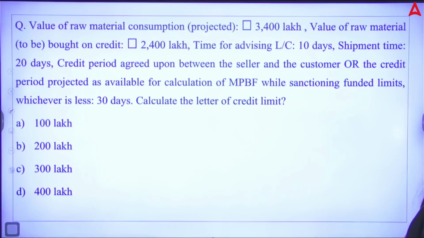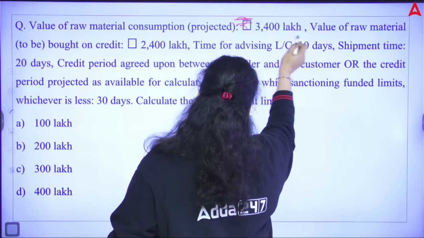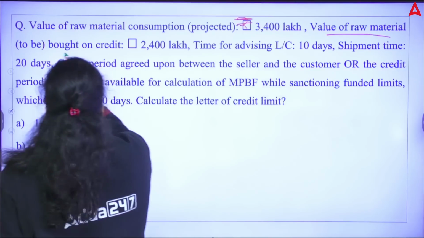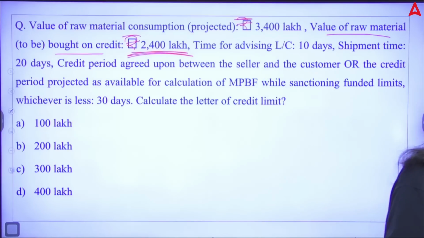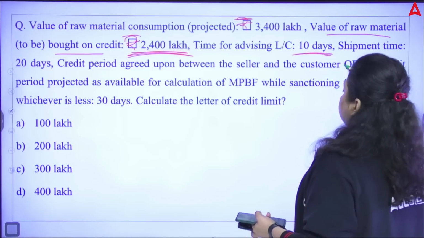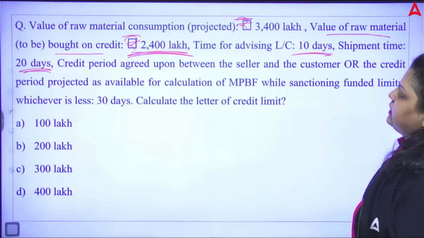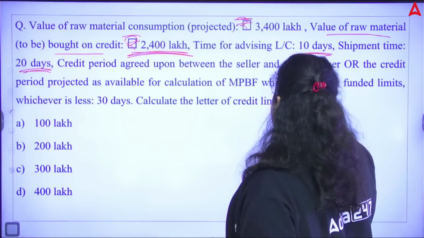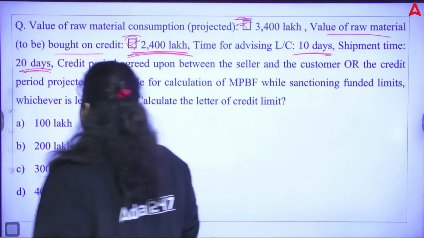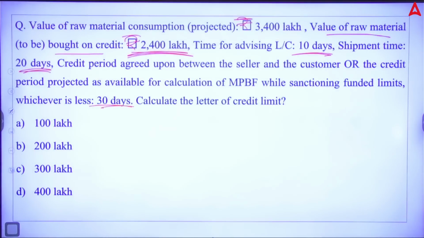Clear? Chalo. So the first question we have here: the value of raw material consumption projected is 3400 lakh. The value of raw material to be bought on credit is 2400 lakh. The time for advising the letter of credit is 10 days. Shipment time is 20 days. The credit period agreed upon between the seller and the customer, or the credit period projected as available for the calculation of your MPBF while sanctioning fund limits, whichever is less, is 30 days. So you have to calculate your letter of credit now.